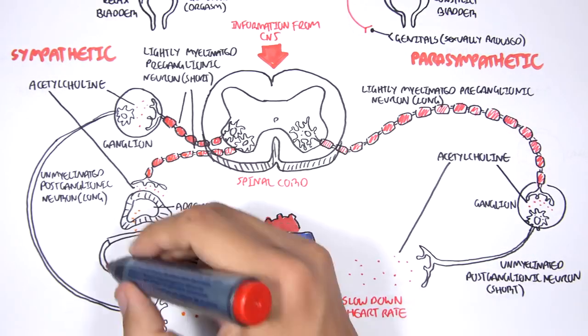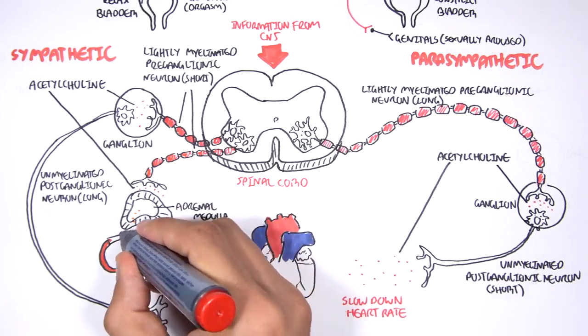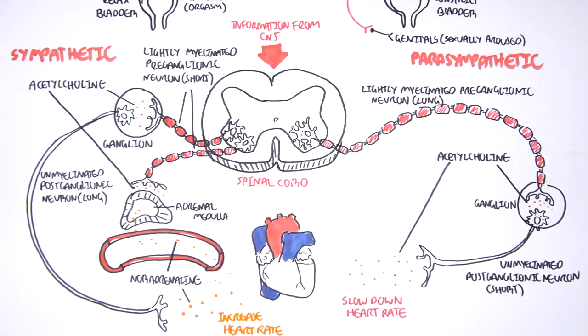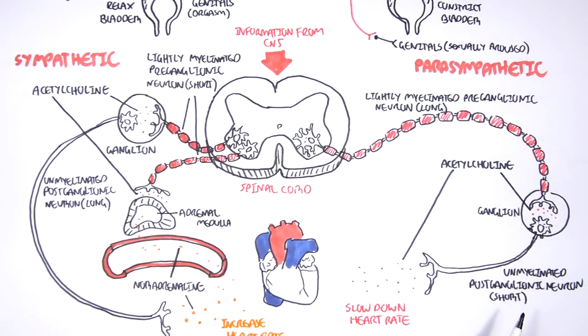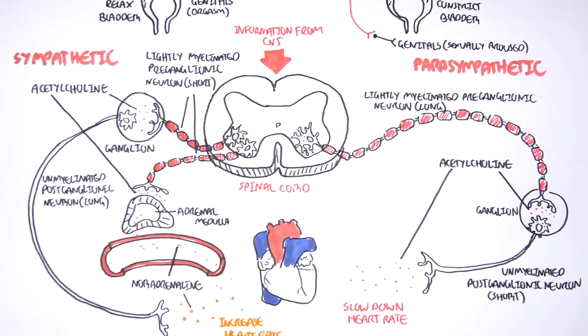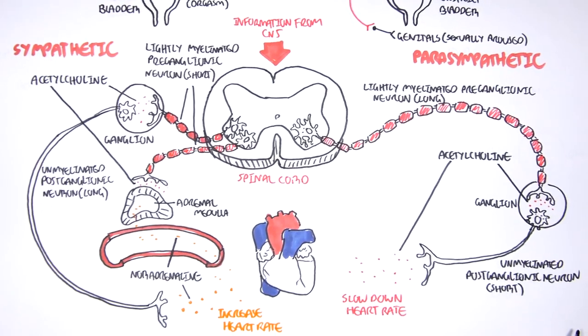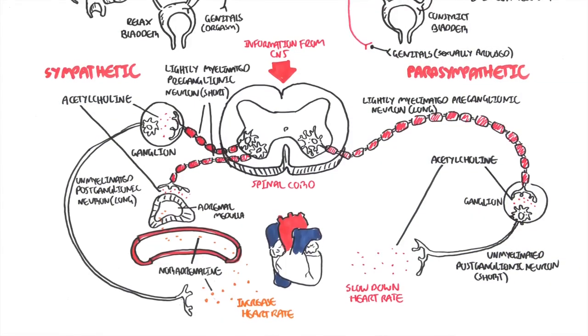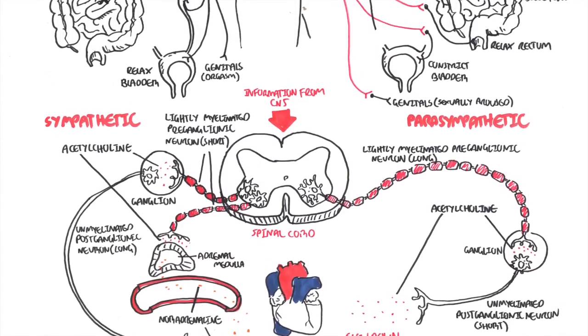So noradrenaline can be stimulated from the adrenal glands by the sympathetic nervous system, or it can also be produced by the postganglionic sympathetic nerves. And both of these sources of noradrenaline, regardless of where they come from, when they target the heart, will increase the heart rate. And this is what you want when you're exercising, increasing heart rate.